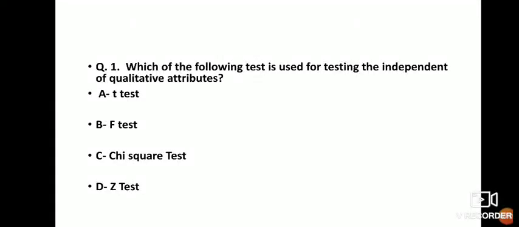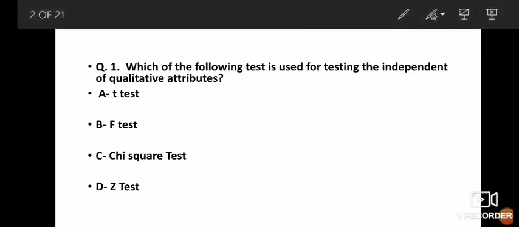The first one: which of the following tests is used for testing the independence of qualitative attributes? And the given options are: option A, t-test, then f-test, then chi-square test, and z-test. Out of these four tests, for testing the independence of qualitative attributes, we use the chi-square test. So option C is the correct answer, that is chi-square test.